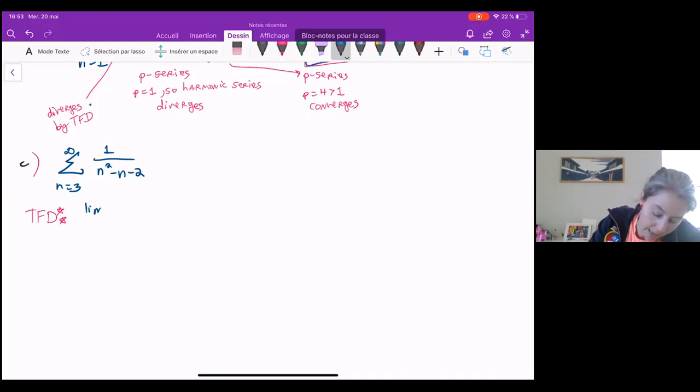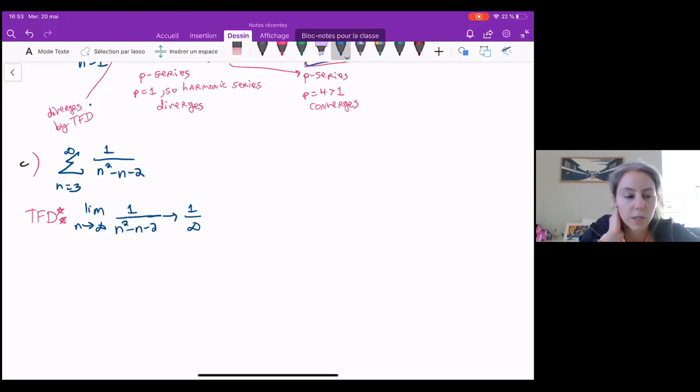So the limit as n approaches infinity, 1 over n squared minus n minus 2 gives me 1 over infinity. And this is important, guys, because most of you screwed this up on your quizzes that got this far. What is 1 over infinity going to? 1 over something really big. Is that really big or is it really small? You got it. It's really small. It's going to 0. So this is equal to 0, and the test for divergence fails.